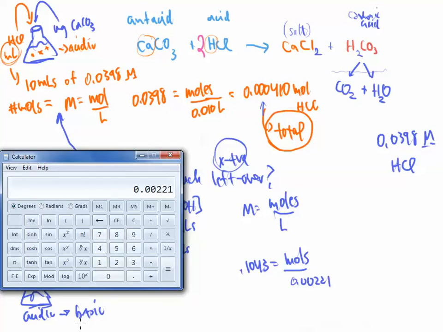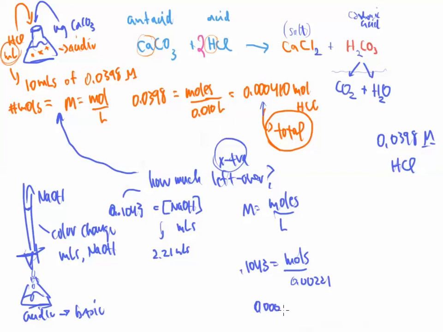So I'm going to take that volume in liters, multiply by the molarity of my sodium hydroxide, and this tells me that I have 0.000231 moles of sodium hydroxide. That's how many moles of NaOH it took to get this thing changed from yellow to blue. Well, that's also the number of moles then that is left over in my flask of hydrochloric acid.